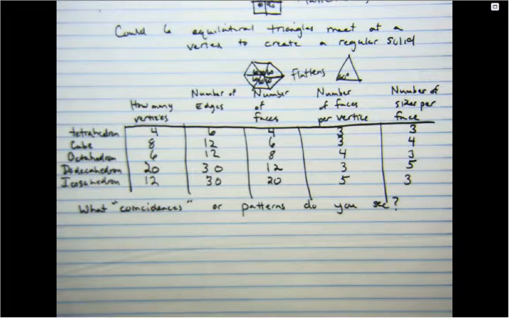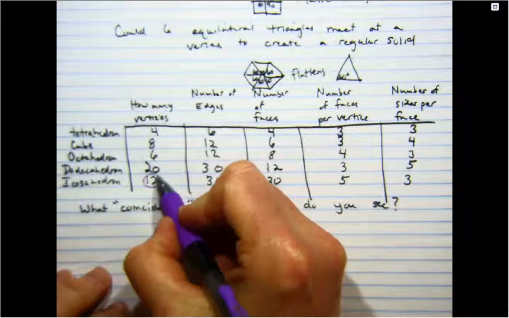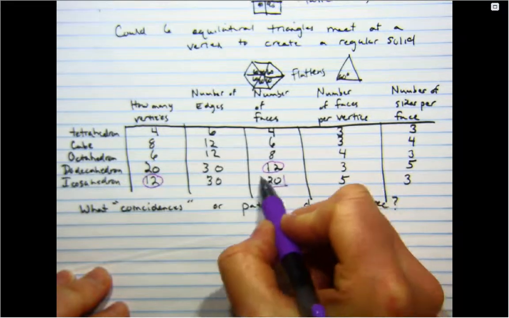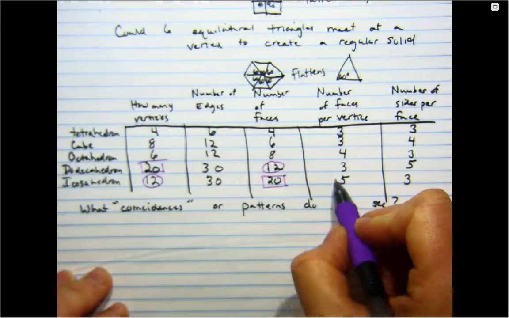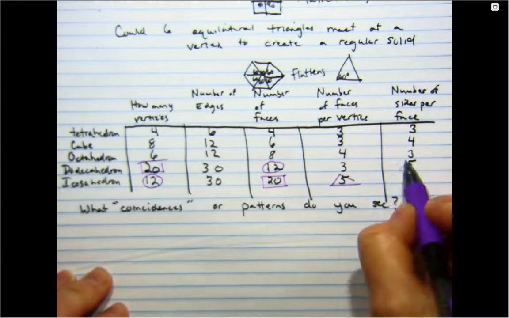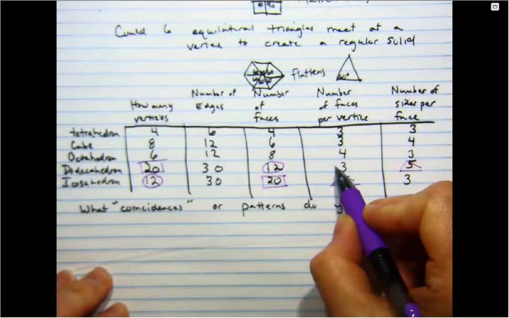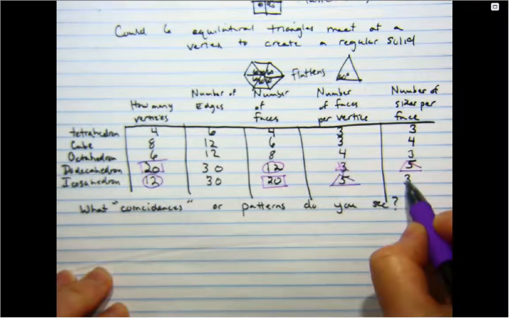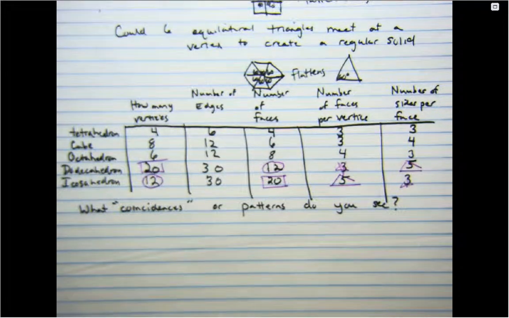The last 2 kind of flip-flop. Okay. The last 2 flip-flop. Okay, so yeah, you got the 12 over here and the 12 over here, and then you have the 20 over here and the 20 over here. And that happens here as well, doesn't it? 5, 5, and then 3, 3. Good. That's definitely a pattern to observe.